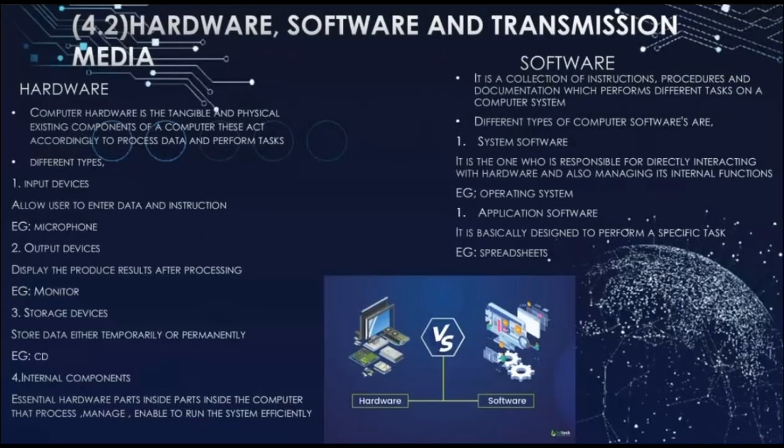Software. It is a collection of instructions and documentation that performs different tasks on a computer system. Different types of computing software are system software and application software. System software is responsible for directly interacting with hardware and managing its internal functions, such as the operating system. Application software is designed to perform a specific task, such as a spreadsheet. Application software can't function without system software or an operating system.